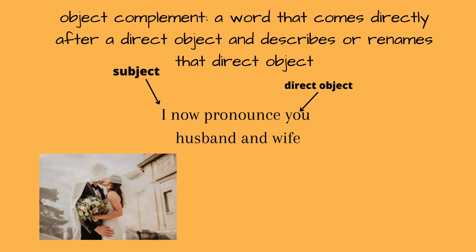You is our direct object. I pronounce you. You is what is being acted upon, right? In this case, of course, we are talking about plural you. And the noun phrase that comes after this direct object is husband and wife. The noun phrase is the object complement because it renames the direct object, which again is you.